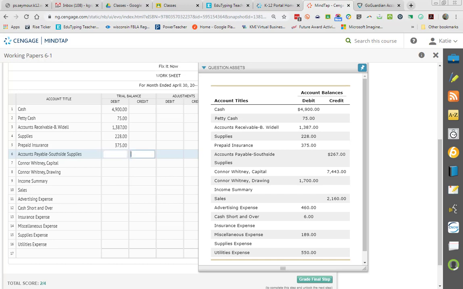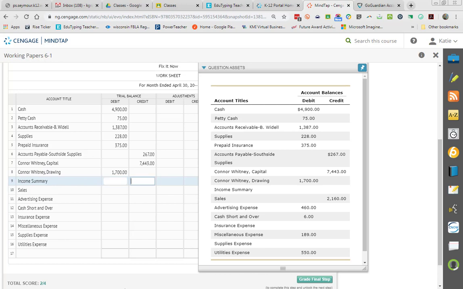Accounts payable, south side, make sure you put it as a credit. And if you don't know, if you hit the tab key, that will advance you to the next box that you can enter information in. So you can hit tab twice and it will take you to the credit column or the debit column. When I get to Connor Whitney drawing, notice it is a debit.